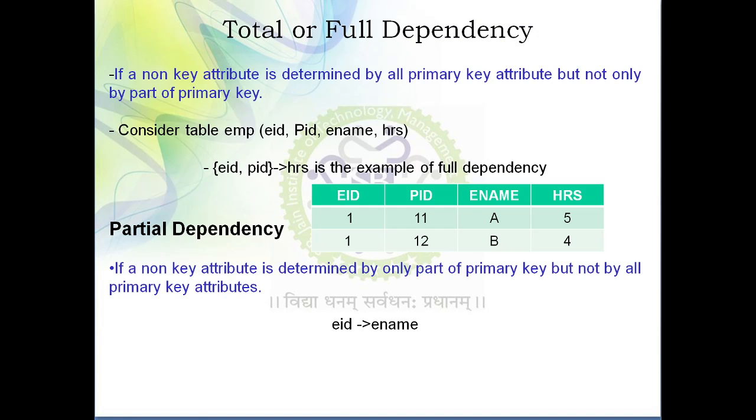So the very first type of dependency is total or full dependency. So what is total dependency? If a non-key attribute is determined by all the primary key attributes but not by only part of the primary key. I just wrote these 2 lines, but currently you didn't understand. So first we understand an example, and then these lines will be clear to you.